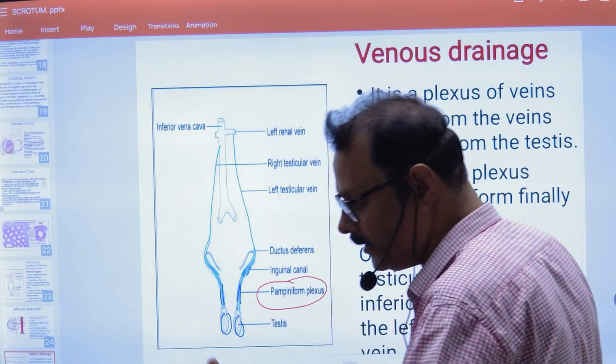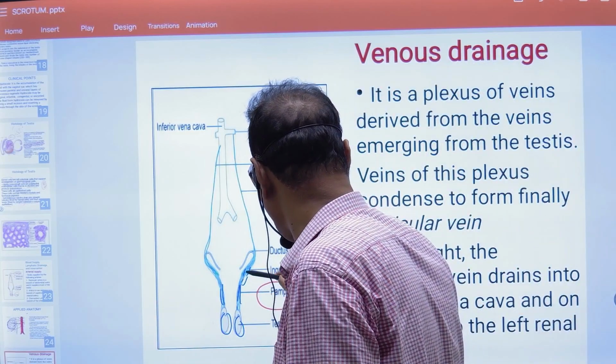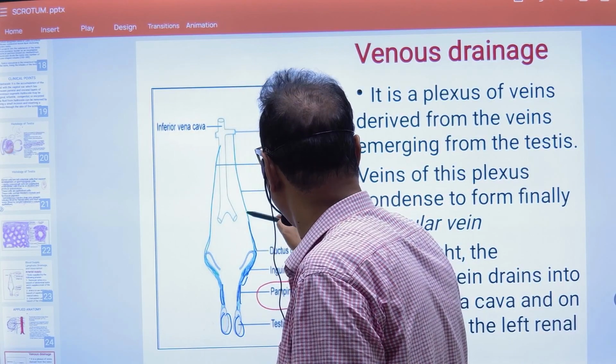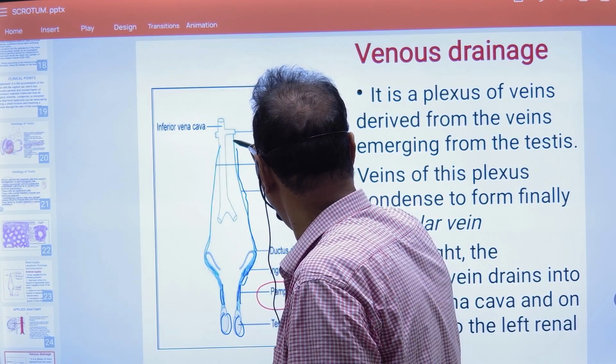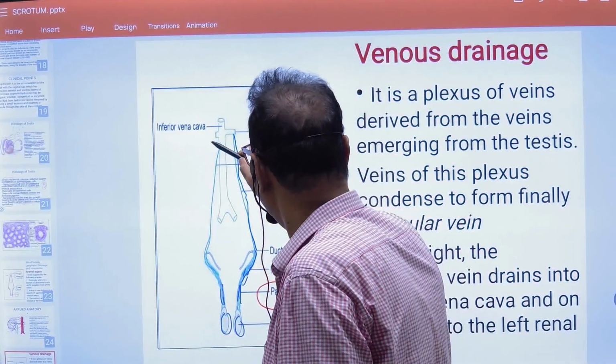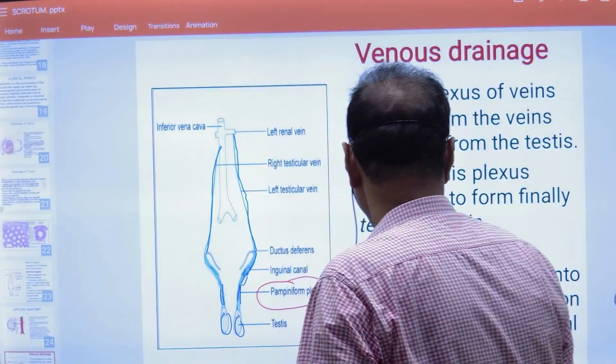The same pathway the artery took, the vein will follow. And where will it go? Through the deep and superficial inguinal ring, the inguinal canal, then along with the ductus deferens. Where will it go? On the left side, into the left renal vein, and on the right side, direct to the inferior vena cava.